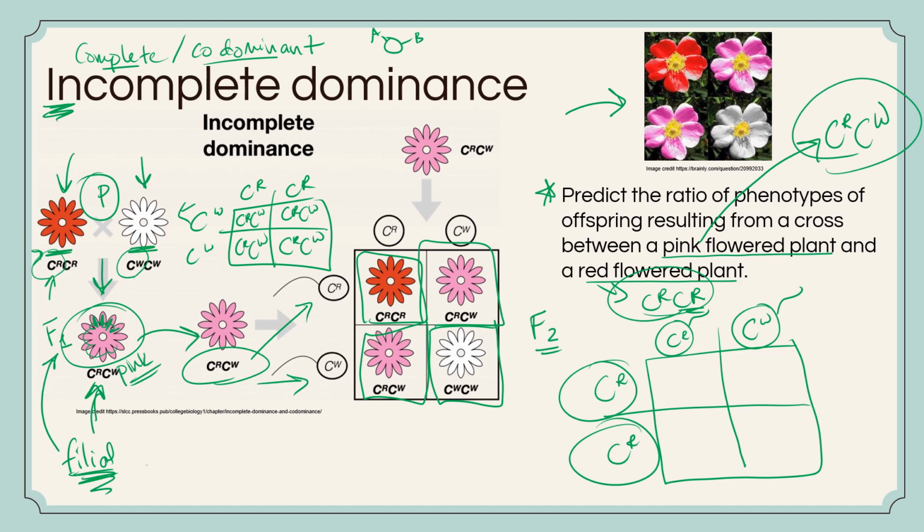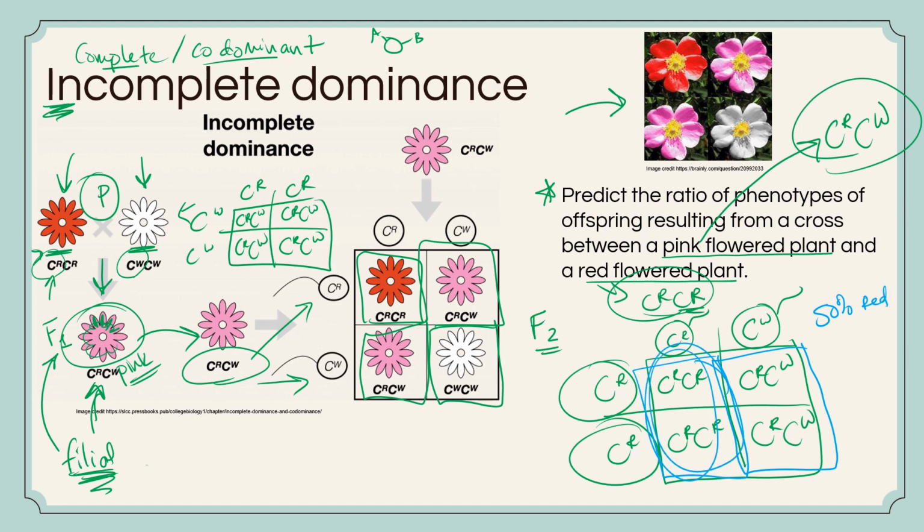When we cross these guys, we're going to have C^R C^R, C^R C^W, C^R C^R, C^R C^W. And so our ratio of genotypes, we have 50%, or 1 out of 2, are C^R C^R. Our other half, the other 1 out of 2, are C^R C^W. Our phenotypic ratio would be 50% red, those guys, and 50% pink, those guys. Good? All right, because I'm going to throw another example at you next.